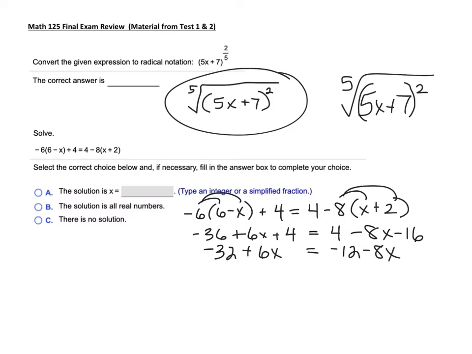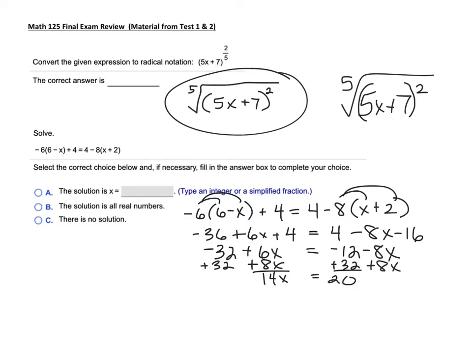Okay, so we get to this point. This is where we want to get all of our x's to one side and clear everything to the other. So I'm going to add 8x to both sides. That gives me 14x. And then I'm going to do the same thing. Let's clear the -32 to the other side. So we can do that by adding, and that gives me 20.